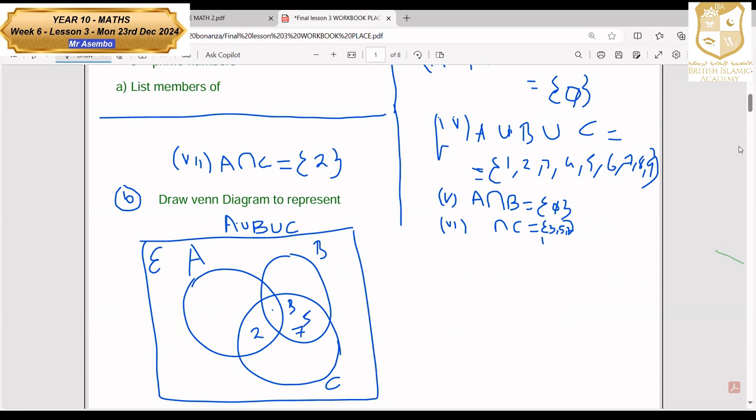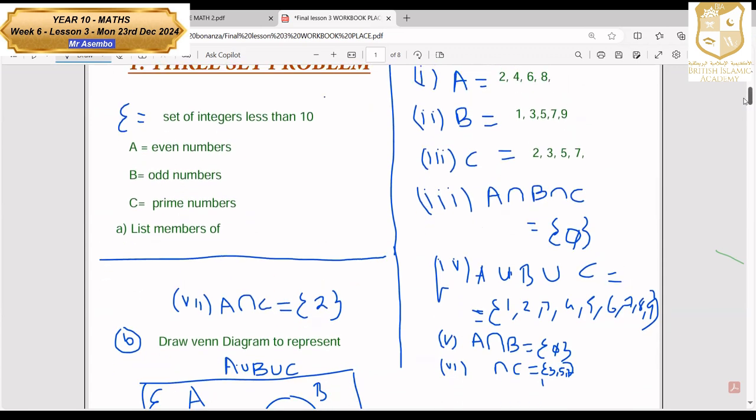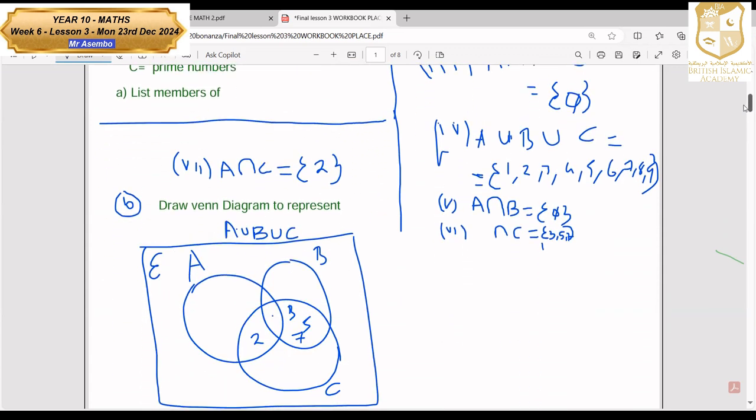Now, let's go back. What remained in A? The one which is not shared. 4, 6, and 8. B, which one is remaining in B? 1 and 9. Do you have anything remaining in C? No. So that's how we present it.